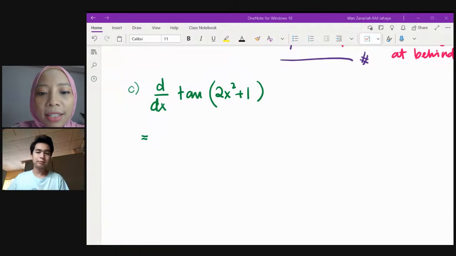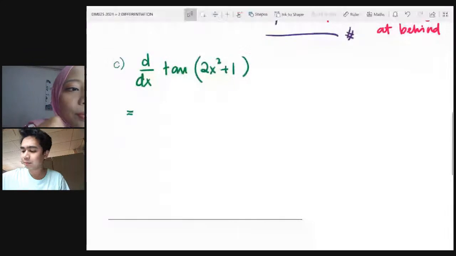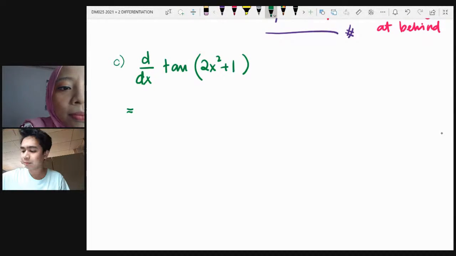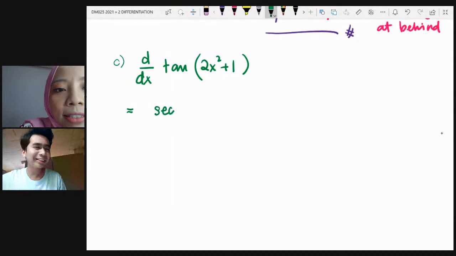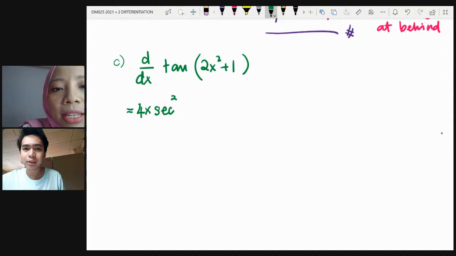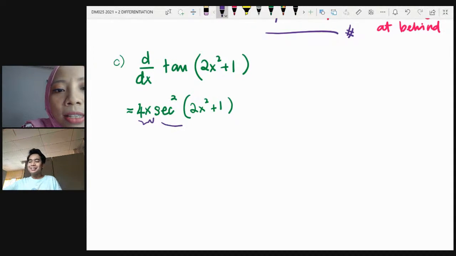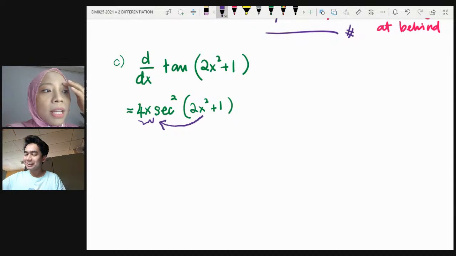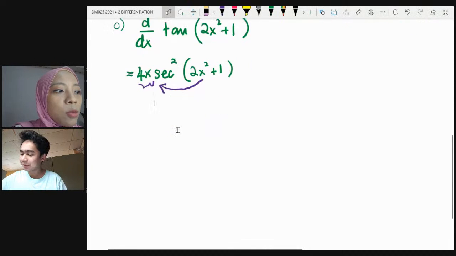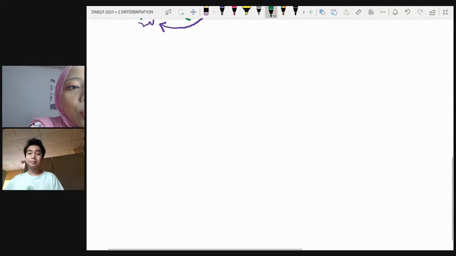Okay, what's the answer, guys? Differentiate tangent will give you 4x secant square 2x square plus 1. Very good. So where did you get the 4x? This is basically the derivative of 2x square plus 1. Okay, next question. I believe that most of you are able to answer the question just now.